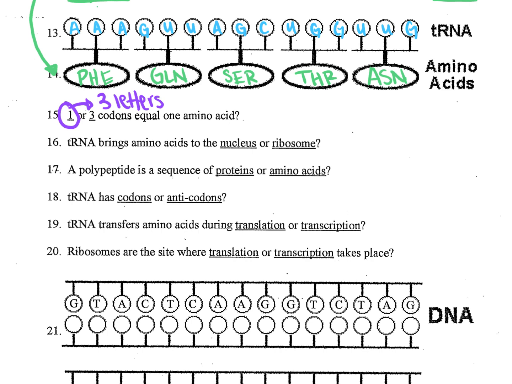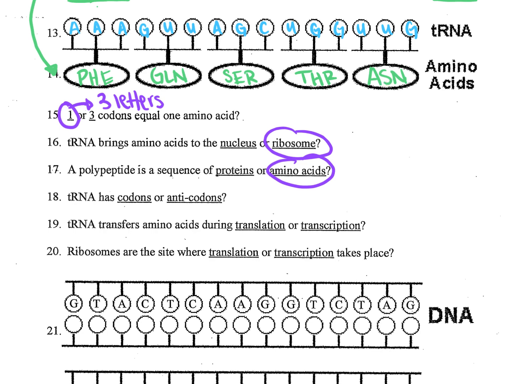tRNA brings amino acids to the nucleus or the ribosome? Ribosome. Okay, so it happens in the ribosome. A polypeptide is a sequence of proteins or amino acids. This right here is a polypeptide. Okay, it's a sequence of amino acids. What will they build though? When it's all done, what's it going to make? A string of protein.